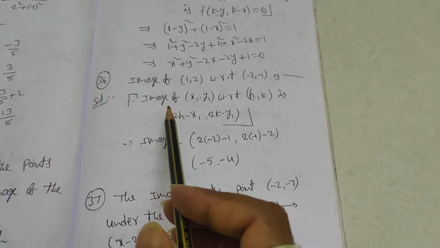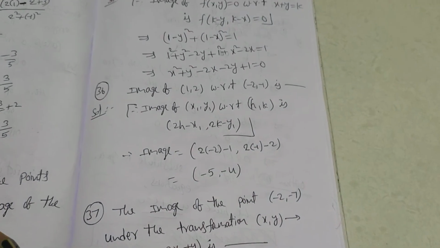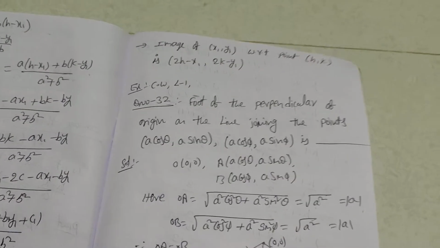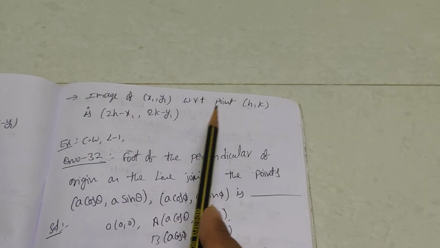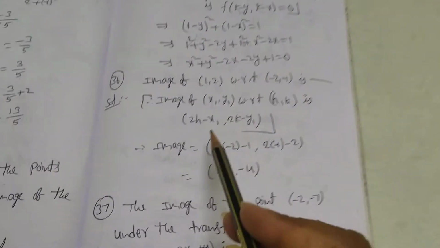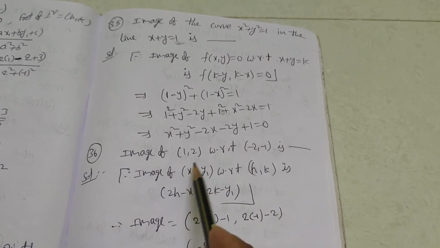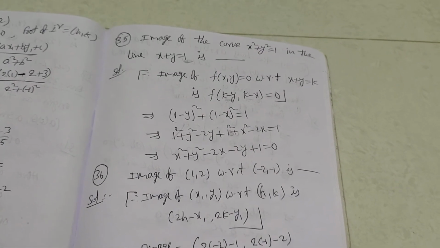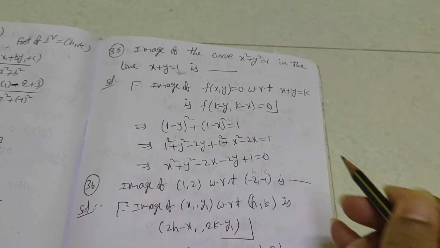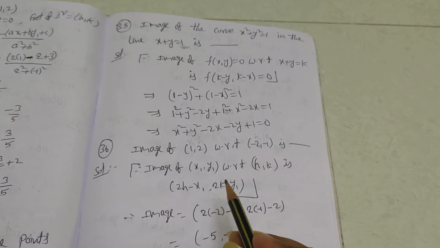So next question. The image of 1 comma 2 with respect to minus 2 comma minus 1 is? Okay, so this is the last formula: the image of x1 comma y1 with respect to the point h comma k is 2h minus x1 comma 2k minus y1. So here h comma k is this point, and this is x1 comma y1.